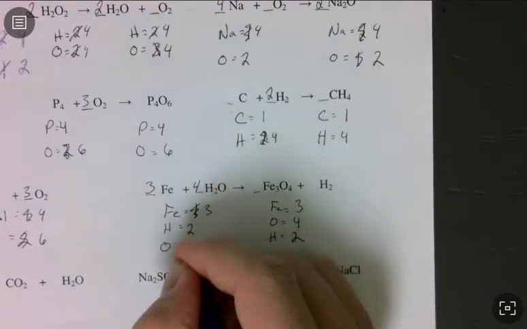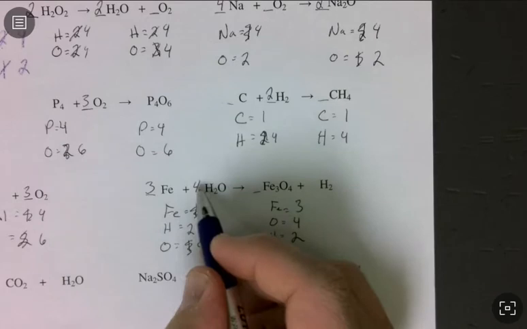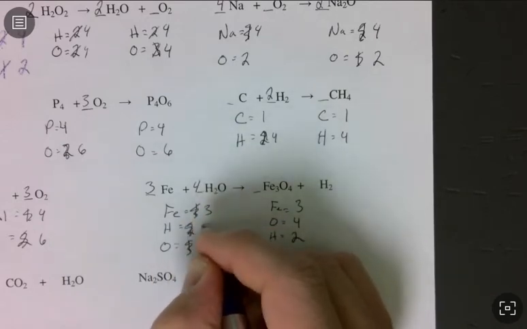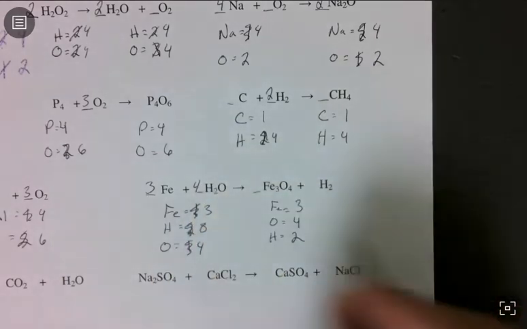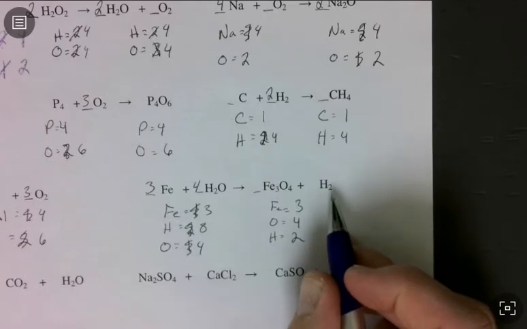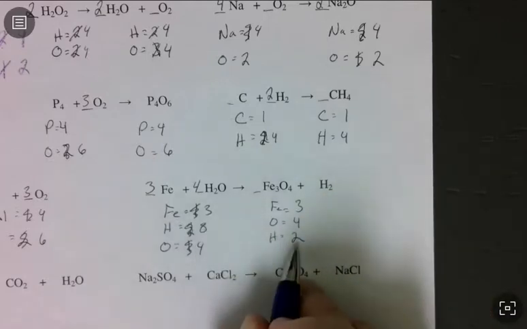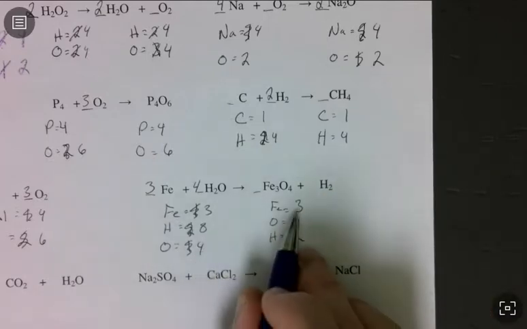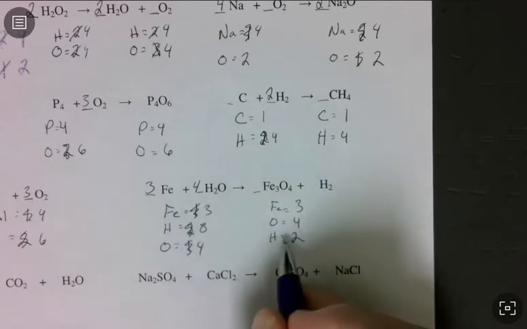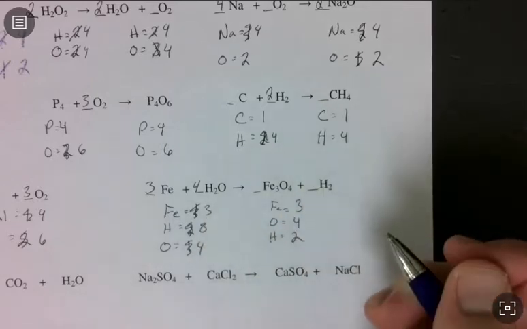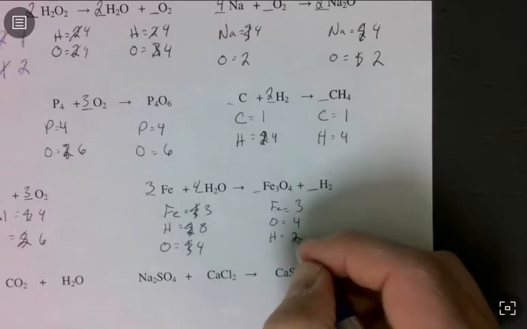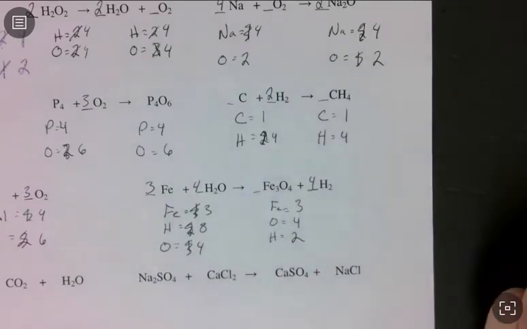4 times 1 is going to change that to 4, but then that 4 times 2 changes this hydrogen to an 8. Now I've got 2 hydrogens and 8 hydrogens. I need to increase that. I've got 4 oxygens and 4 oxygens and 3 irons and 3 irons. So the thing I need to change is the hydrogens here, which means I'm adding a coefficient to this location. If I've got 2 and I need to have 8, I would put a 4.